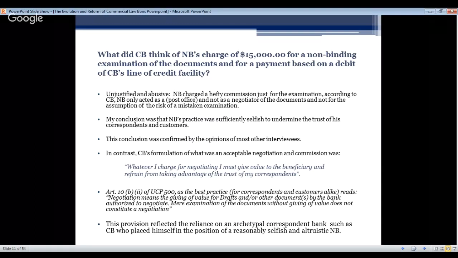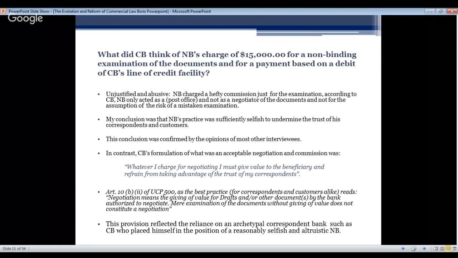Then, if he found the documents to comply, he would forward the documents to the confirming bank or to the issuing bank for their approval of payment. If the CB approved, then the NB would debit the line of credit that it had with his correspondent. If the other one rejected the presentation, he would notify his customer and then pass on the customer's message, but basically withdraw from the transaction, having kept his $15,000 for the negotiation.